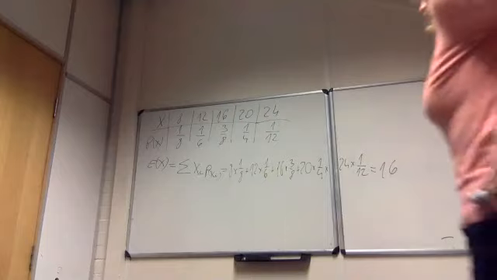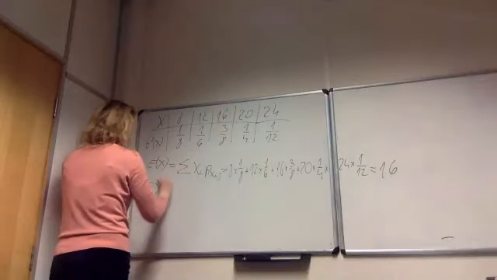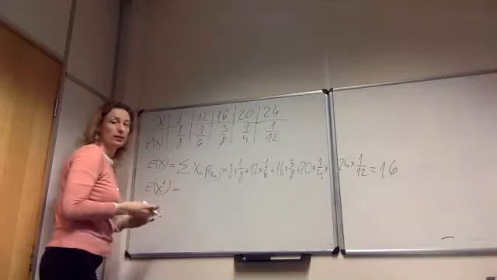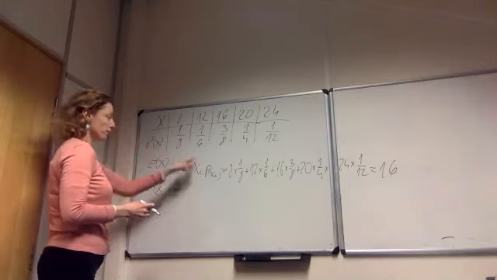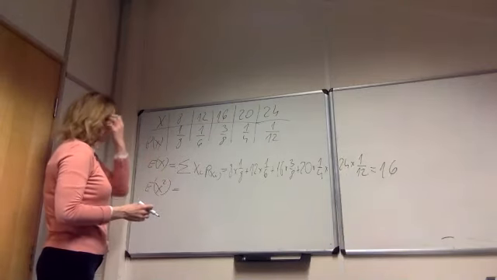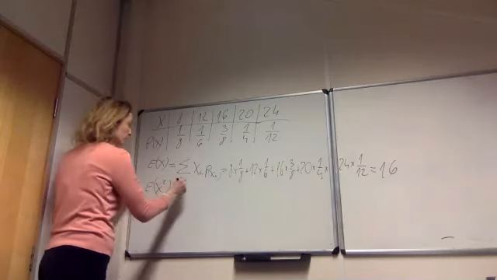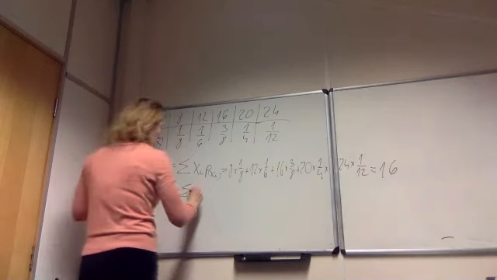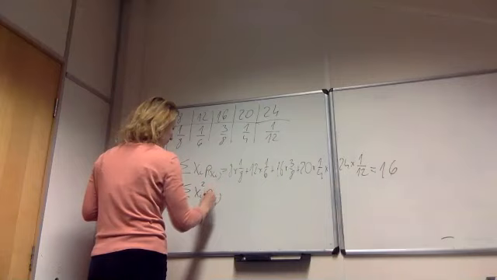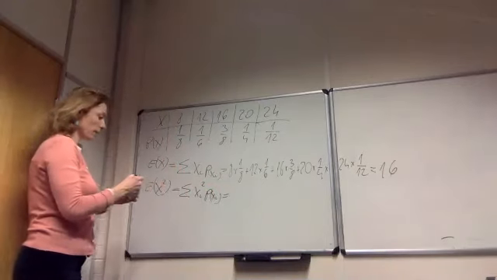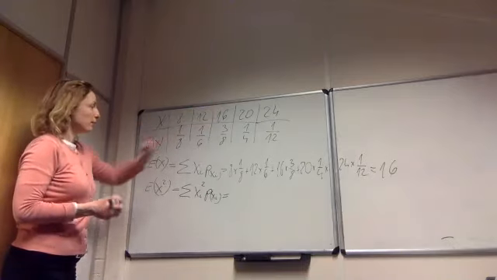Then we need E of x squared. E of x squared means we have the same formula, but now instead of x, we need to write x squared. So it equals the sum of xi squared p xi. That is, we need to square each x value and then multiply by the probability.